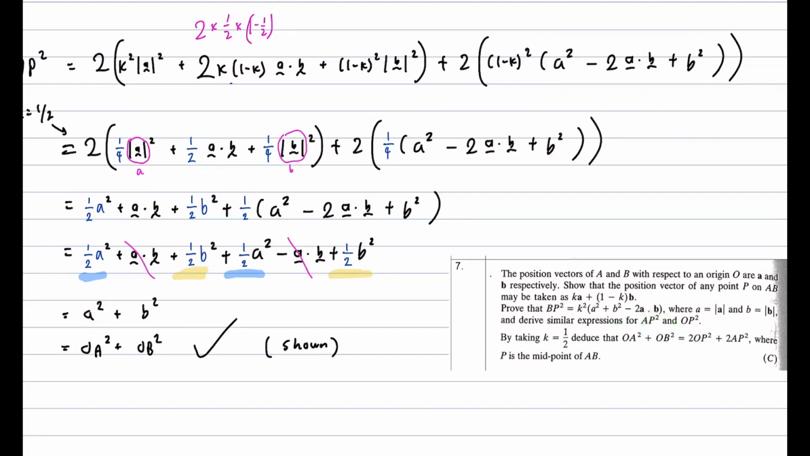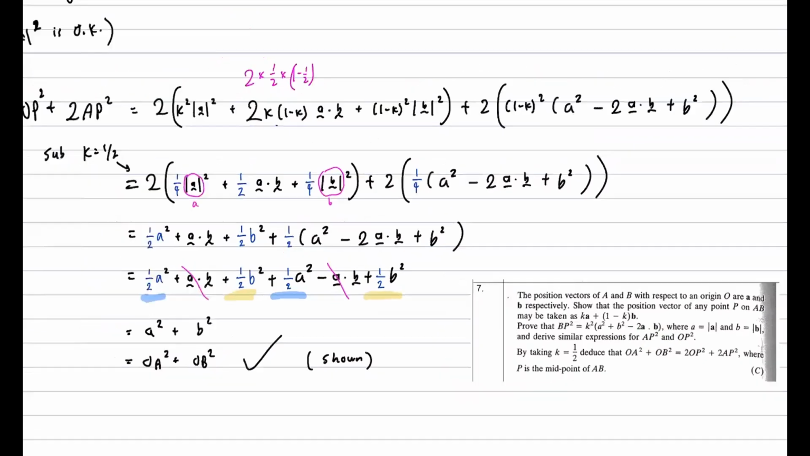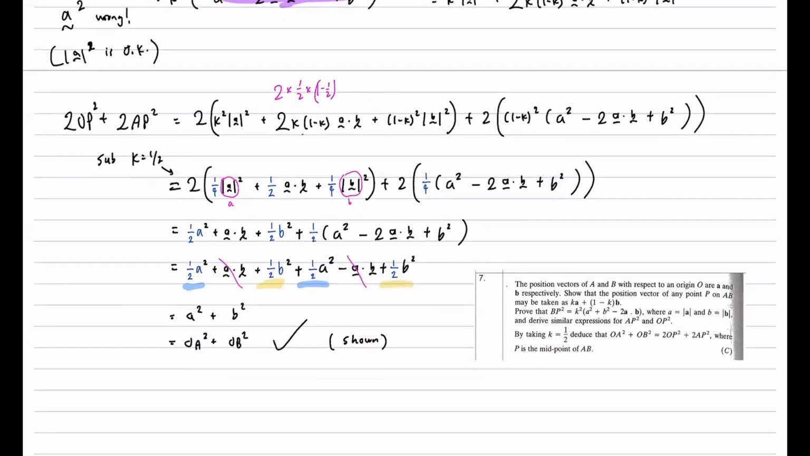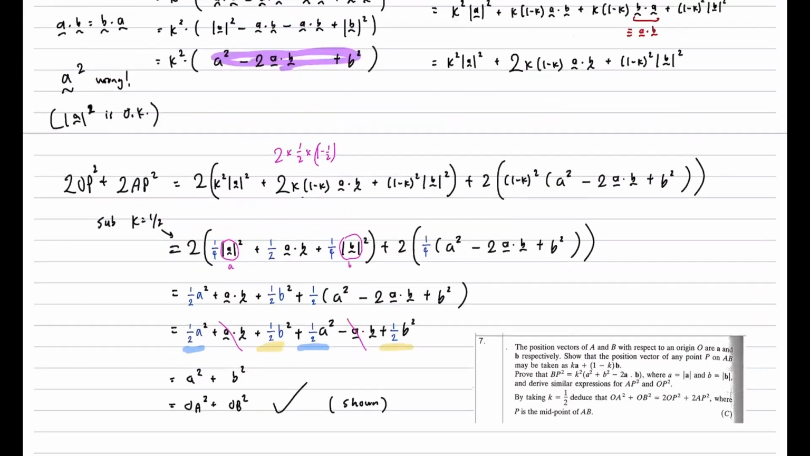Does that make sense? Okay, so that's just a special identity. It's from geometry, but honestly, not that important. Okay? That's question 7 done. Very difficult. Let's move on.